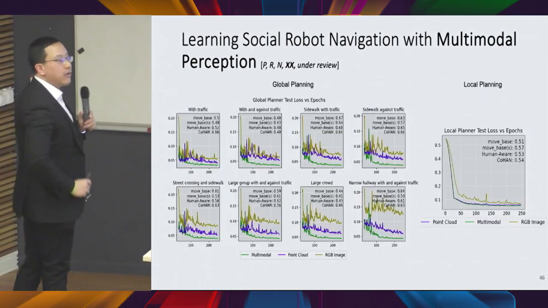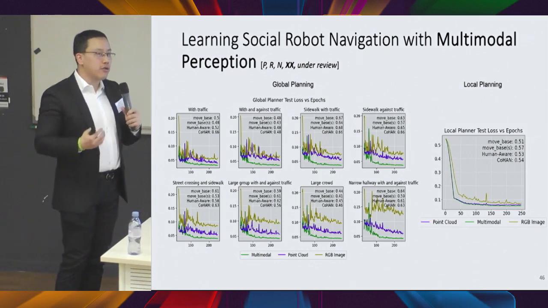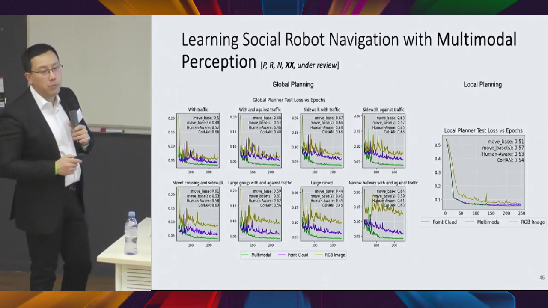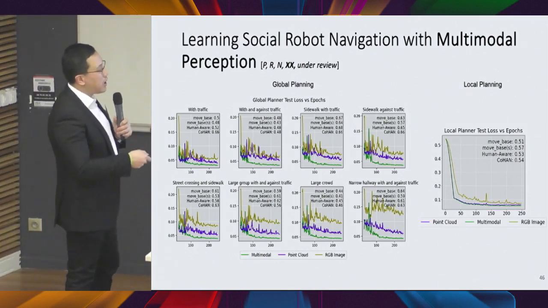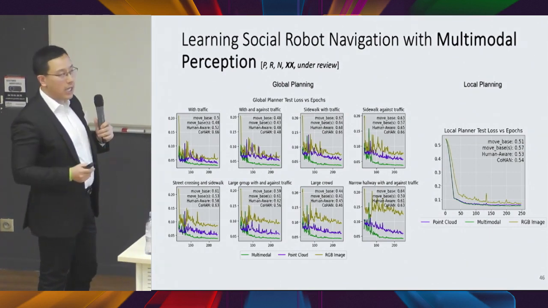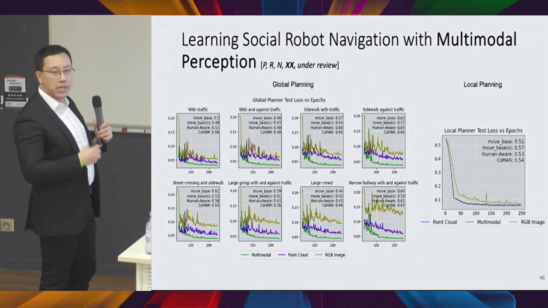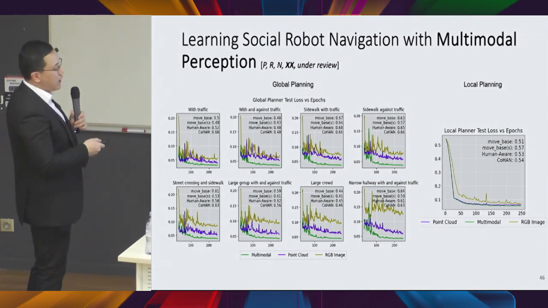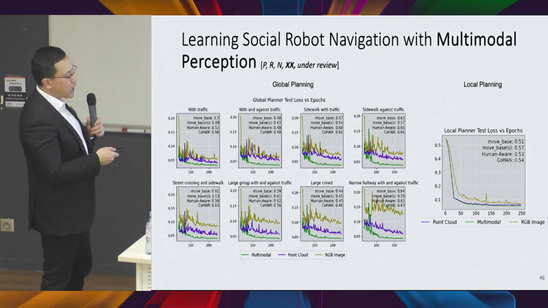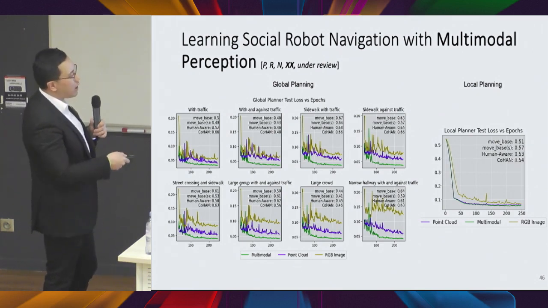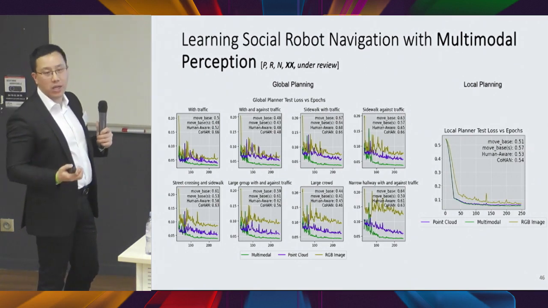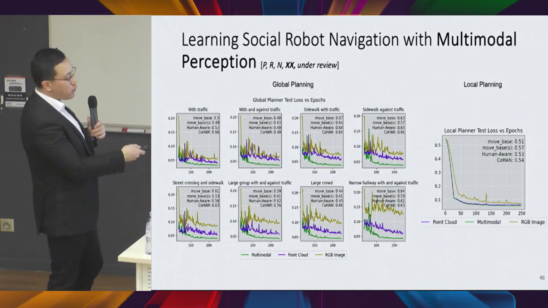Here I want to briefly show you some results to let you know the benefits of using multi-model perception. This is the loss curve during training on test data. Those are unseen SCAND trials in our SCAND dataset. Green is multi-model, blue is point cloud unimodel, and brown is RGB unimodel. One takeaway here is green is always the lowest. That is not really surprising because multi-model should have more information content than unimodels, right?